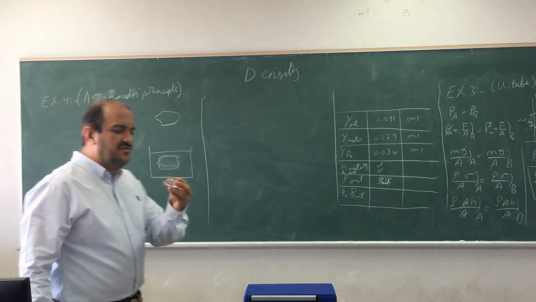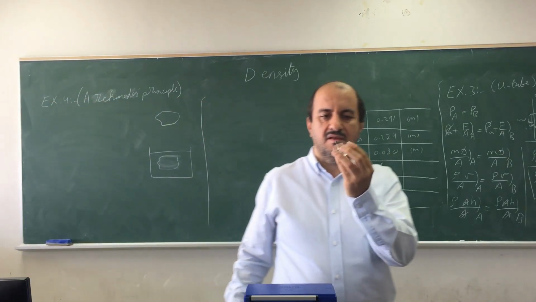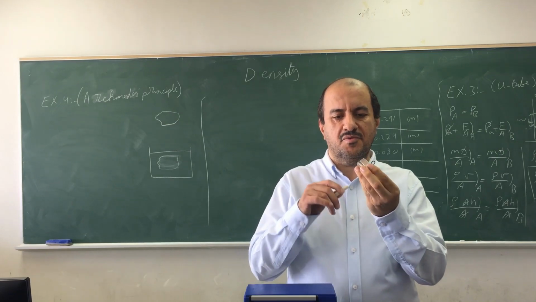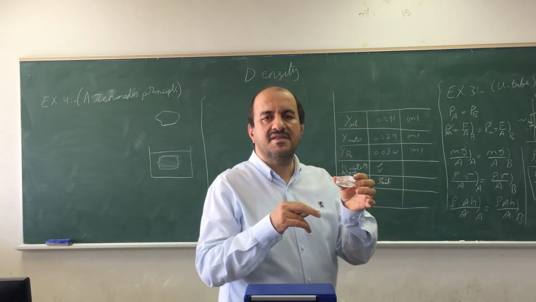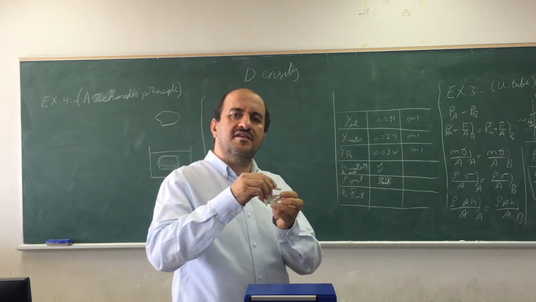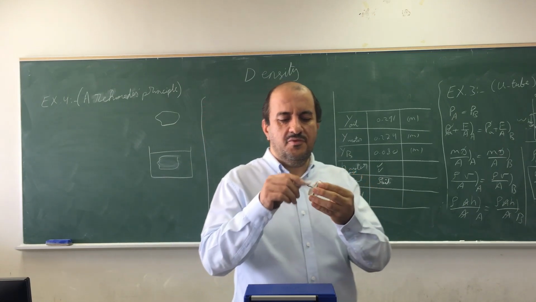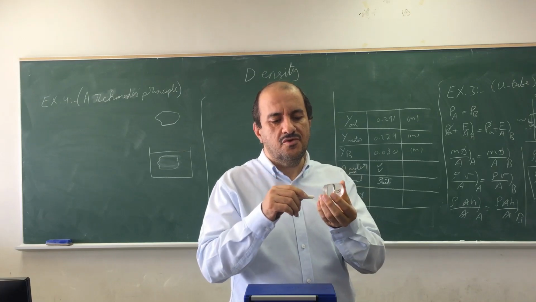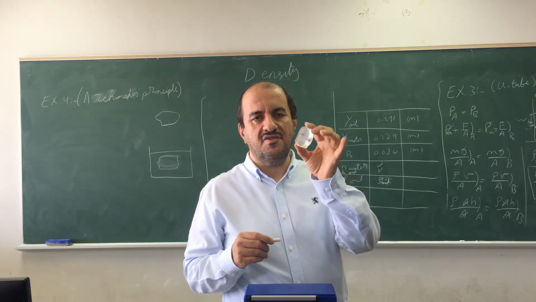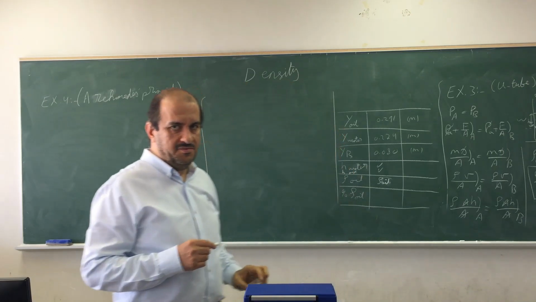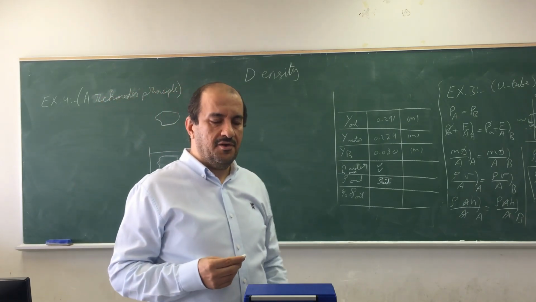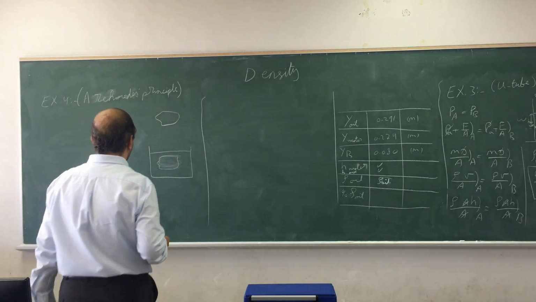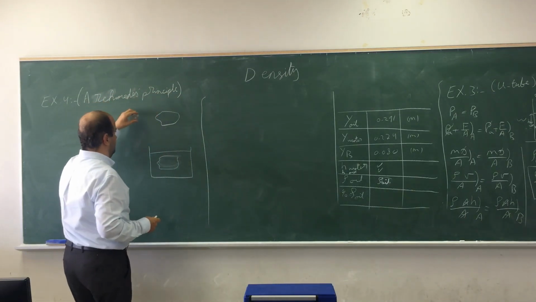Now suppose we have an irregular object like this, composed of different materials: plexiglass plus some metallic material inside, and also the hanger itself from another material. We cannot use geometry to find a formula for the volume of this object. How do we find the density for an irregular object? To find the density for irregular objects, we will use Archimedes' principle.